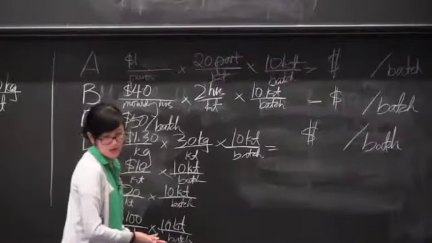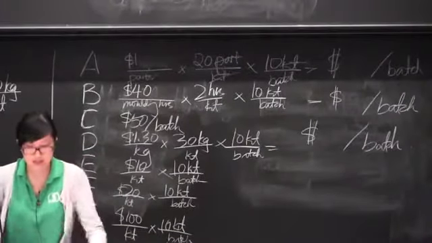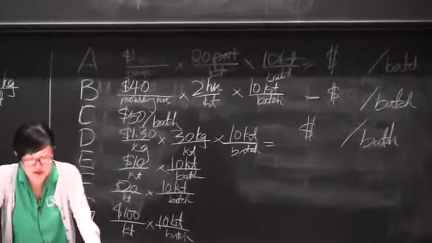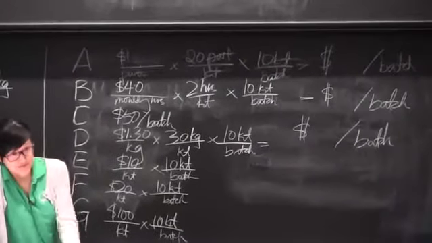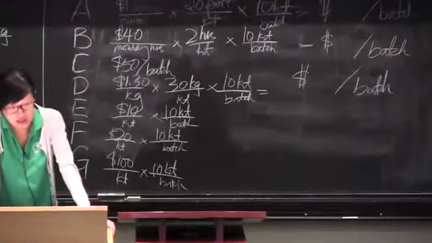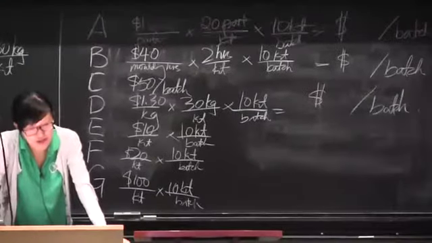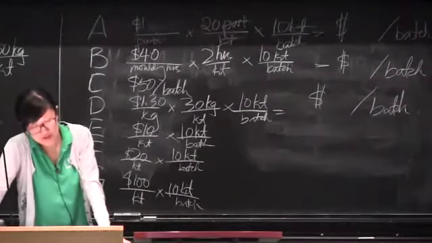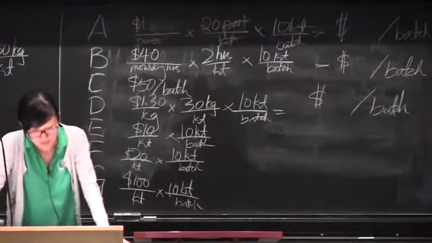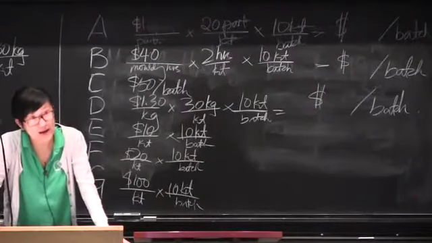Okay, so I'm going to read it off to you guys. For the first one, you should get 200 per batch. That we just got. Second one, 800 per batch. Third one, 50 per batch. Fourth one, 390 per batch.